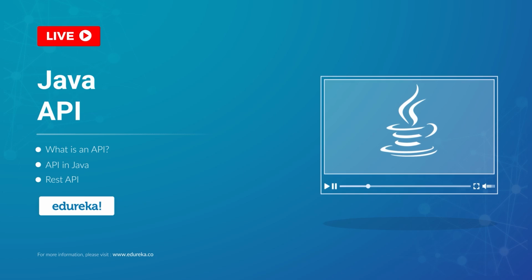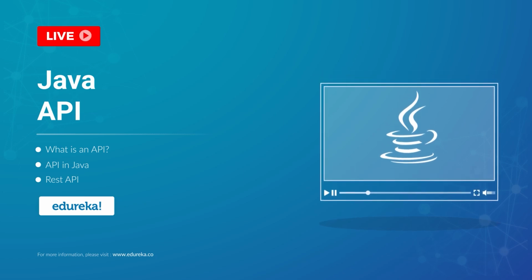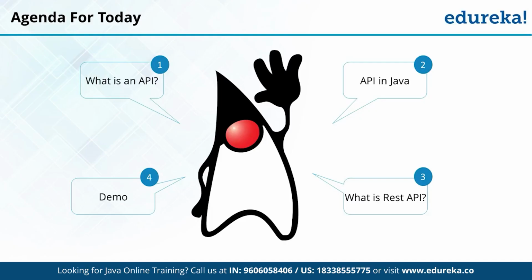Now without wasting any time, let's move forward and look at today's agenda. Today's session is mainly a practical session, but before we begin the practical aspect, there is some amount of theoretical knowledge that you need to have. So first we'll try to understand what an API is and how an API fits into Java. After that, we'll have a brief introduction to what a REST API is and how it works. Then we'll move on to a demo part where we'll be building a RESTful web service.